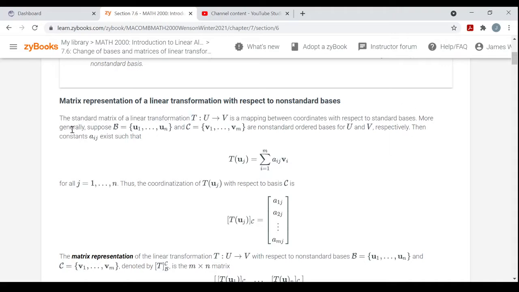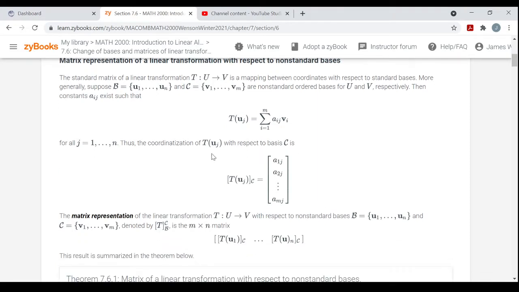But more generally, suppose we have a basis for the domain called B and a basis for the codomain called C. Suppose these are non-standard ordered bases, and they say ordered because the order that you write the vectors in will matter. Well, then you can find coordinates. What all this is saying is that you can plug in the basis vectors from the domain, and then take their output, take the images, and find the coordinates relative to the basis C for the codomain.